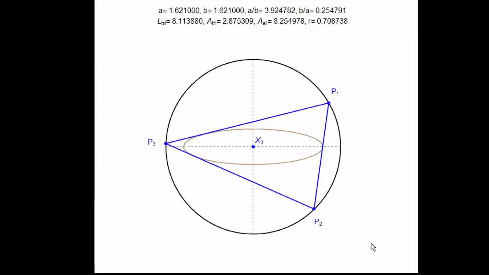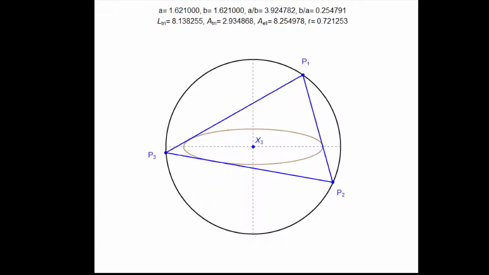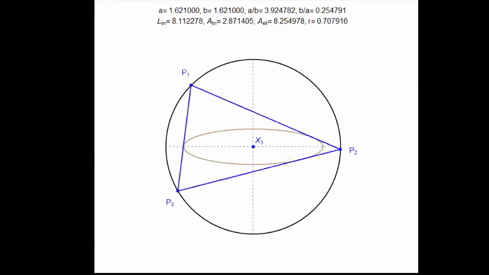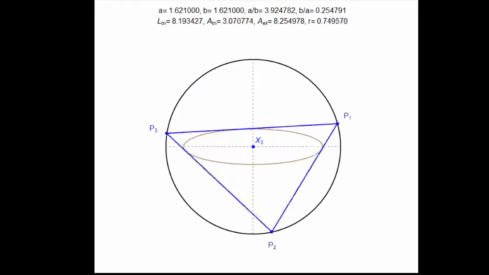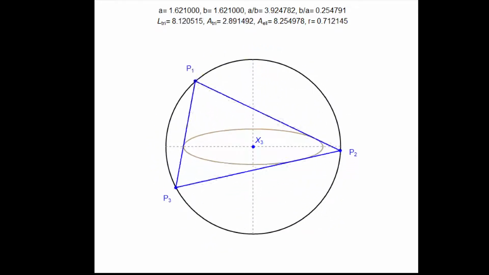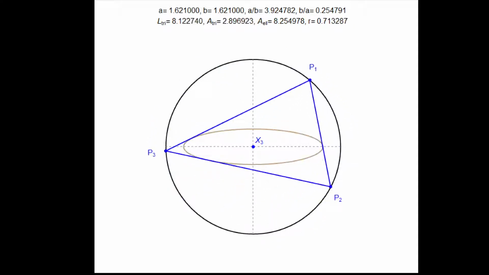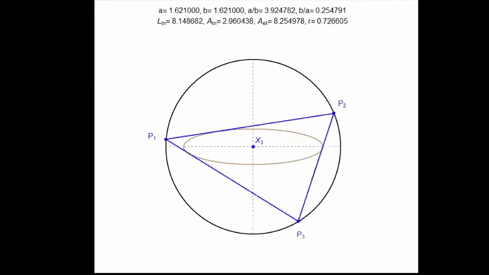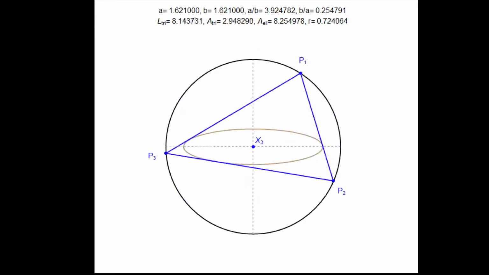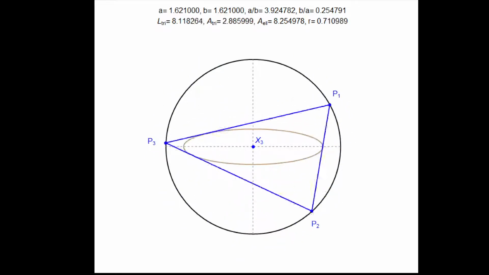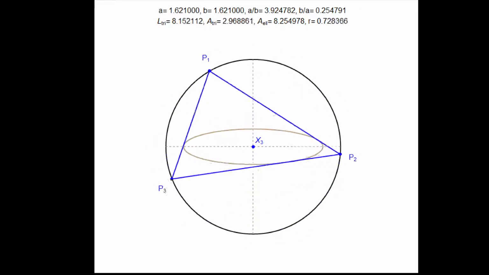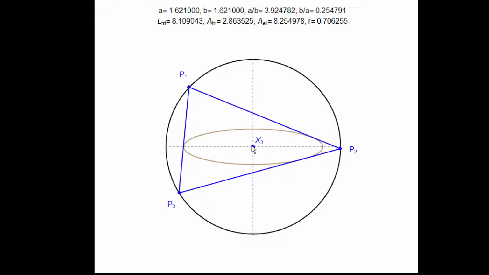So consider the three-periodic Poncelet family, this blue triangle, inscribed in an outer circle, the black circle, and circumscribing an inner concentric ellipse, the brown ellipse, also known as the caustic. Okay, so here's the three-periodic Poncelet family, interscribed between the outer circle and the inner ellipse. Of course, the circumcenter X3 is stationary at the center.